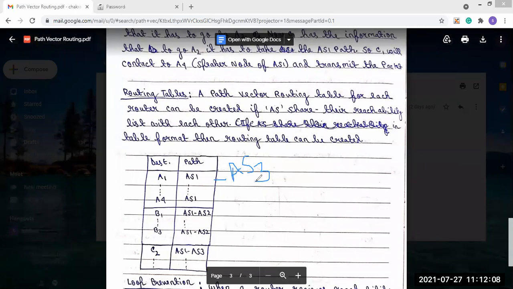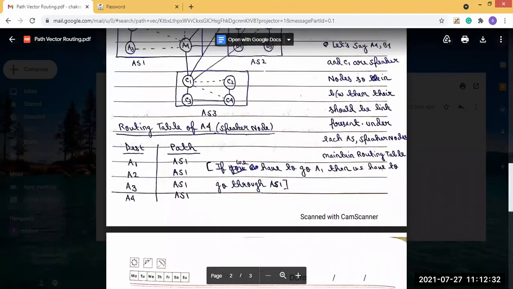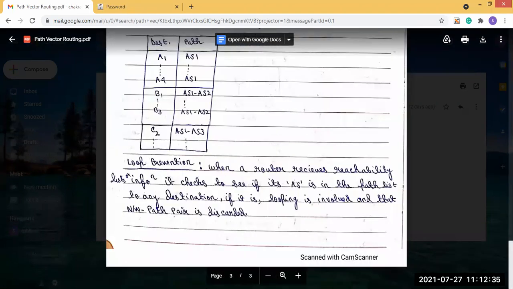So like this, the routing table can be created. Now for the loop prevention. Loop prevention is what? When a router receives reachability information, then it checks to see if the autonomous system is in the path list to any destination. That means if there is any loop involved, then the network path pair is discarded.